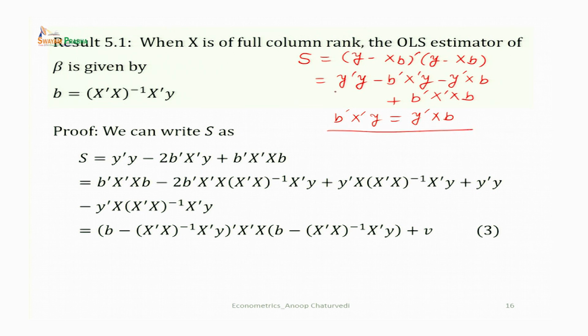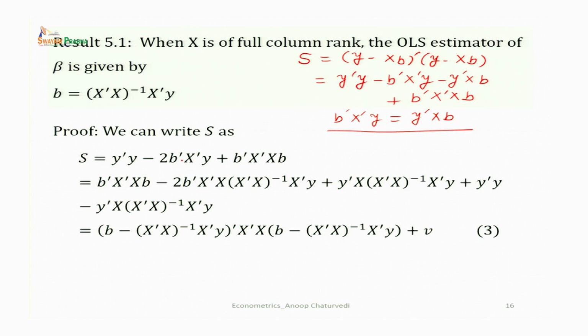So, we can write S as y transpose y minus twice b transpose X transpose y plus b transpose X transpose Xb. Now, we can write this as, say, we take b transpose X transpose Xb minus twice b transpose X transpose y.